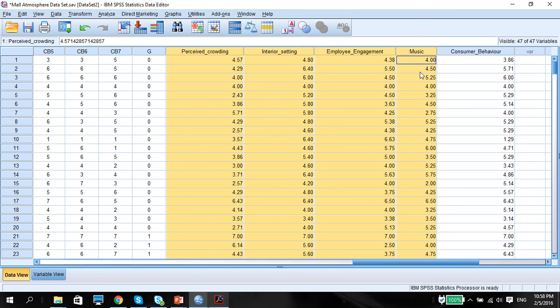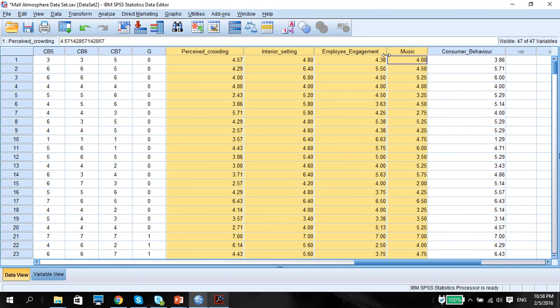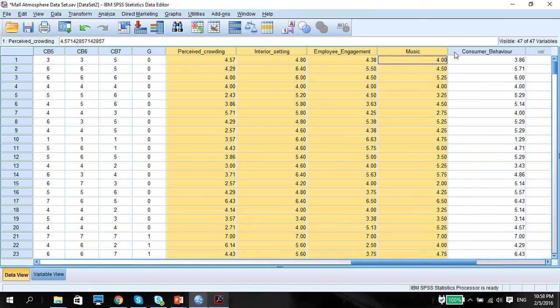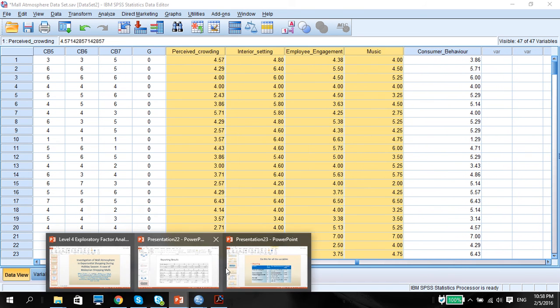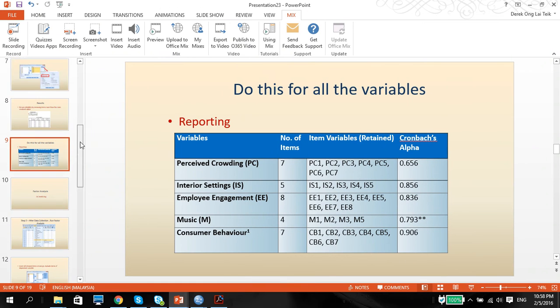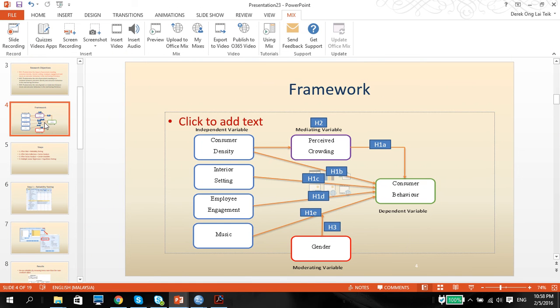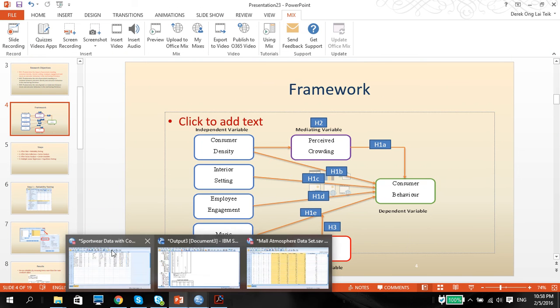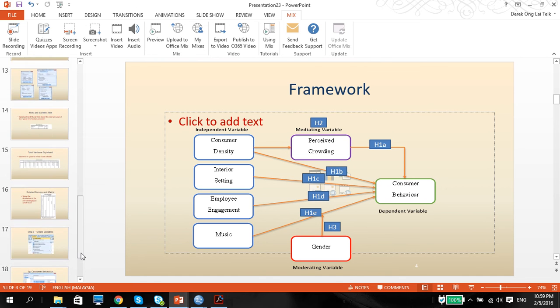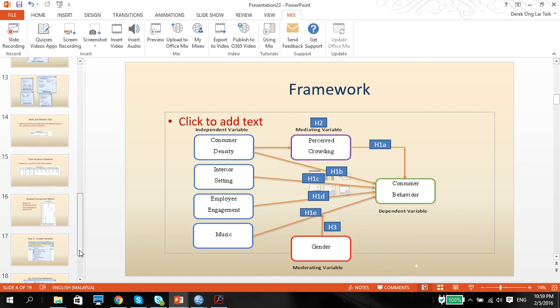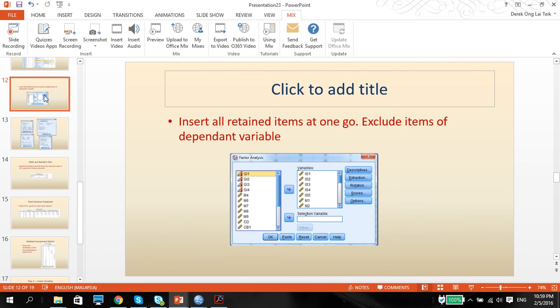So please check the video on how to do linear regression, multiple linear regression, for hypothesis testing using the hypotheses that you have derived in terms of your framework. Alright, so that's how you use exploratory factor analysis and confirmatory factor analysis to create summated scales from your multi-item scales.